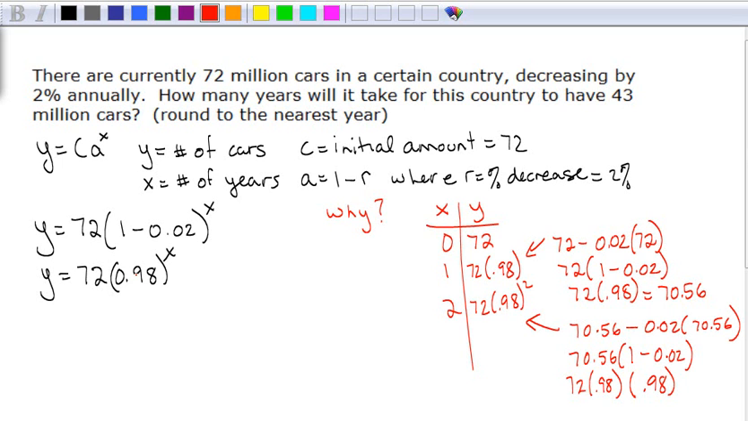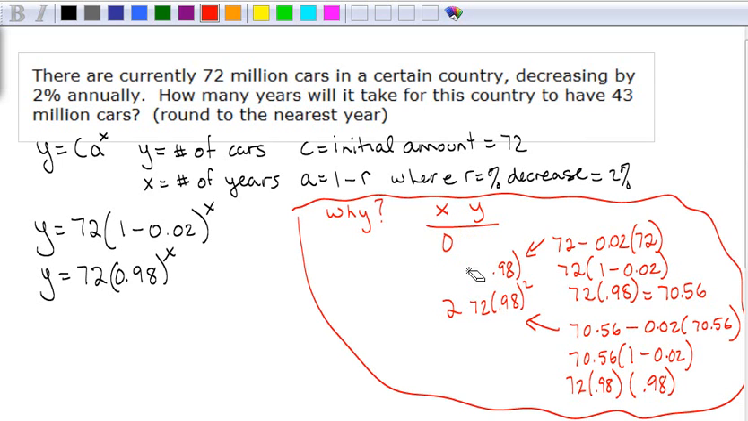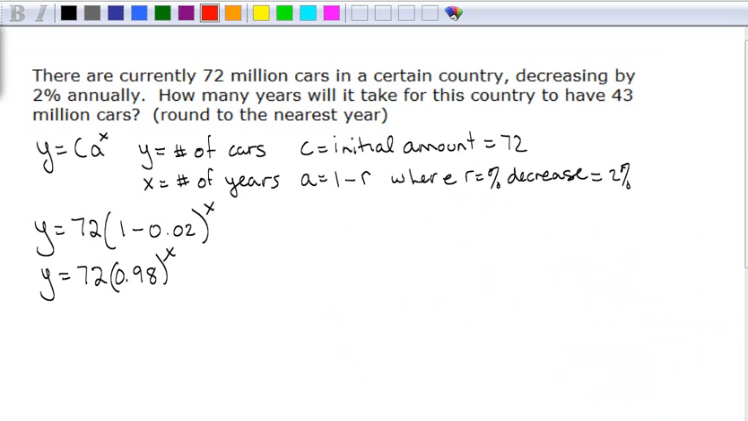Okay, that was extra. We can actually even erase that. We don't need it. Let's go and now answer the question. The question actually asks, in how many years, that would be the question mark, will we have 43 million cars? And since Y is the number of cars in millions, I didn't write that down, but it is in millions, we could just put in a 43.